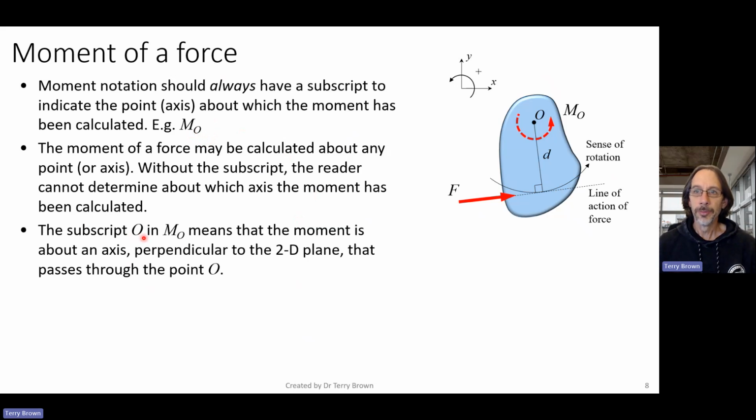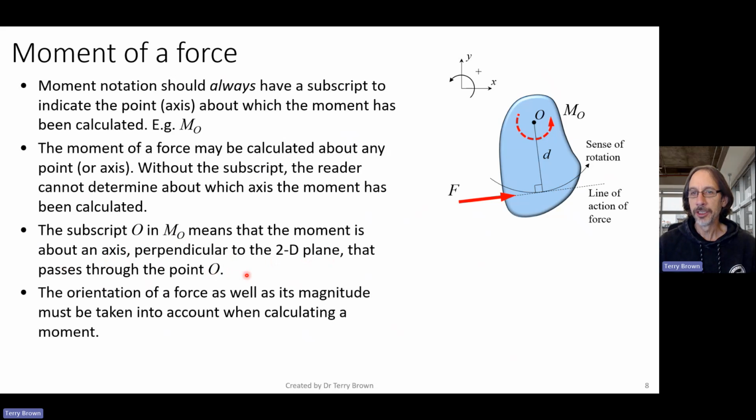The subscript O in M_O means that the moment is about an axis perpendicular to the 2D plane that passes through the point O. And of course, the orientation of the force as well as its magnitude must be taken into account when calculating the moment. We'll see that more clearly in the following slides.